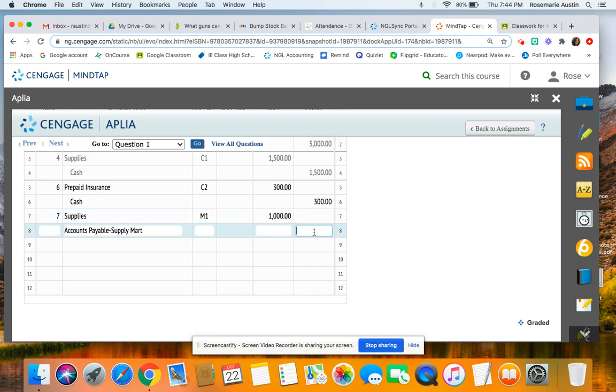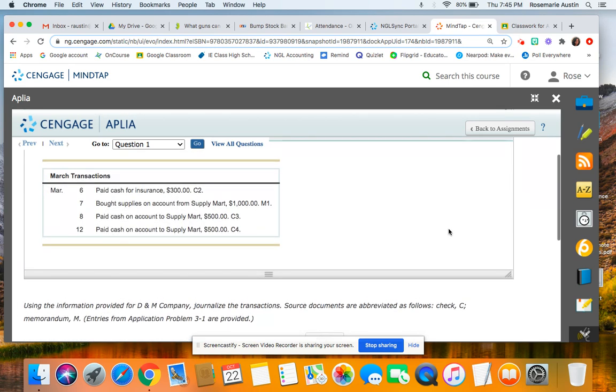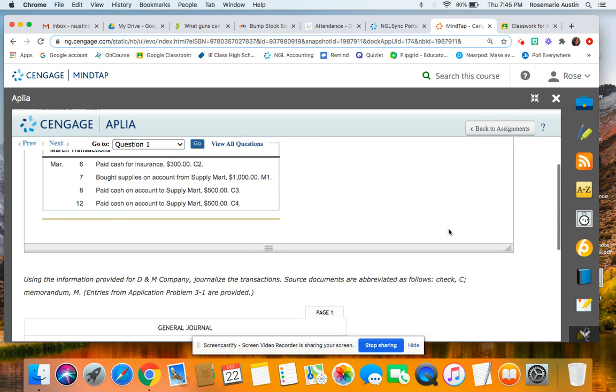So supplies increased by $1,000 because you just bought supplies. Supplies is an asset that increases with a debit entry. And because you bought on account, you owe the Supply Mart money. Okay, so that becomes a liability. Liabilities increase with a credit entry. Okay, this is the same thing we did with the T accounts, only it's in an official general journal now because we're real accountants now.